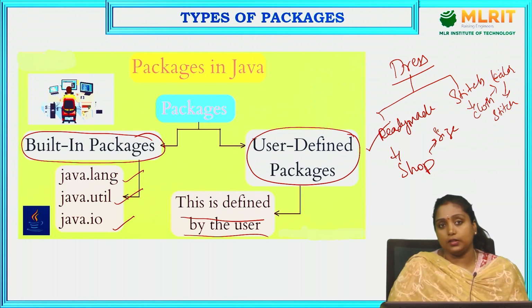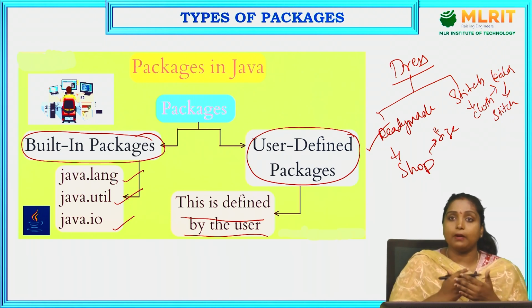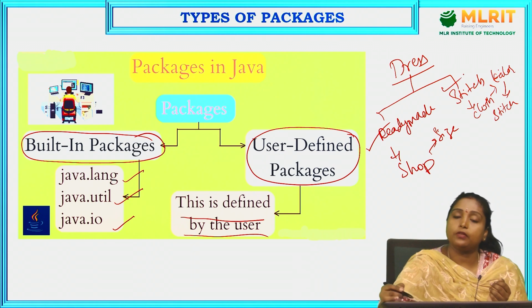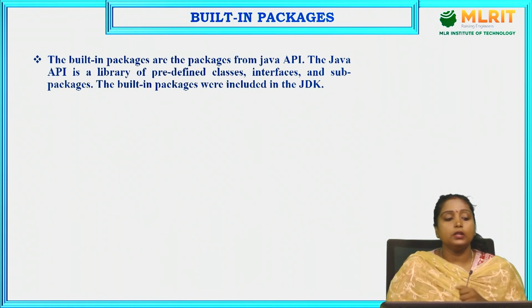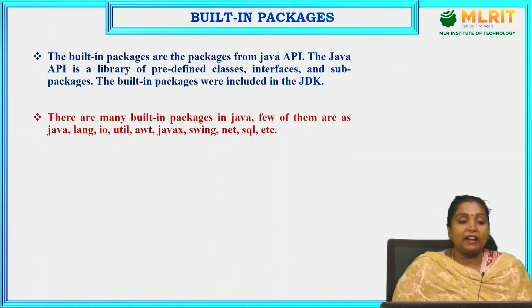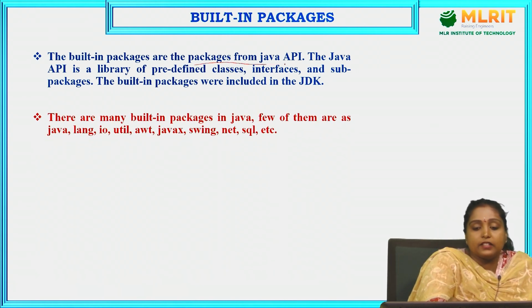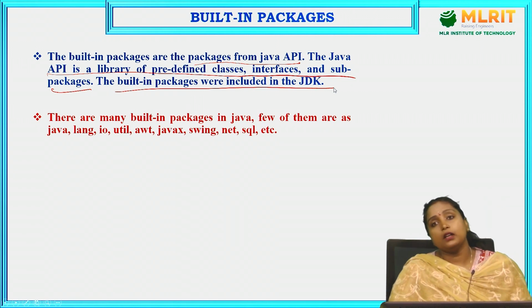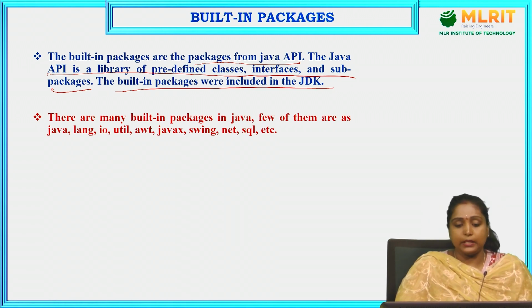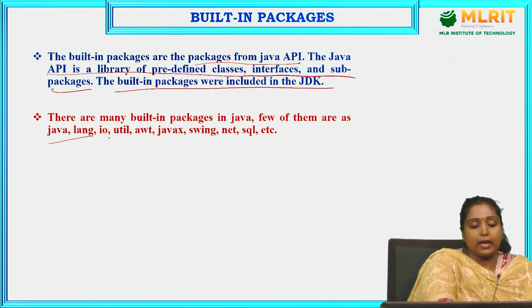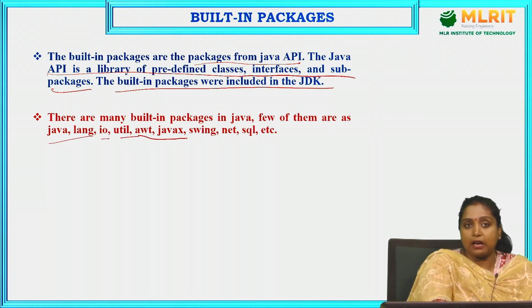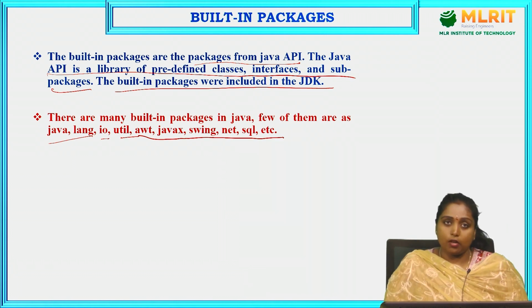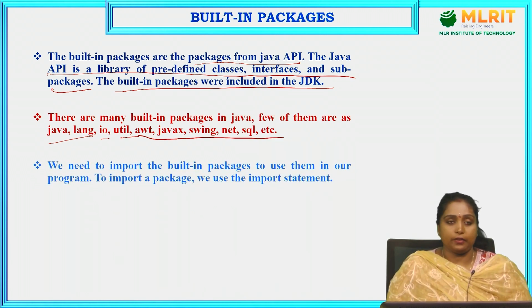When it comes to the user-defined package, I have to make my package according to my project. That is a user-defined package, like stitching. So coming to built-in packages, the built-in packages are the packages from the Java API. Here the Java API is a library of predefined classes, interfaces and sub-packages, and the built-in packages are included in the Java Development Kit. There are many built-in packages and a few of them are java.lang, IO, util, AWT, javax.swing, net, SQL, etc. These are the few packages we are defining here.